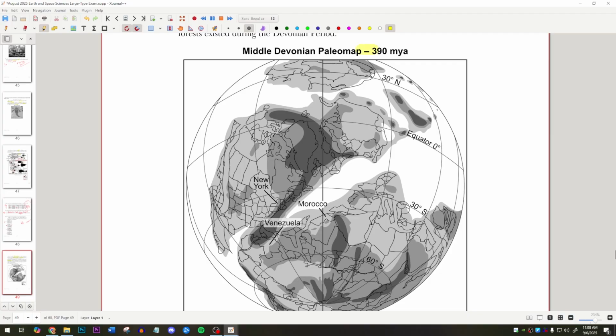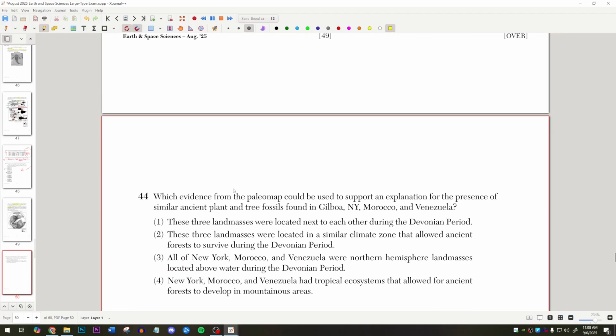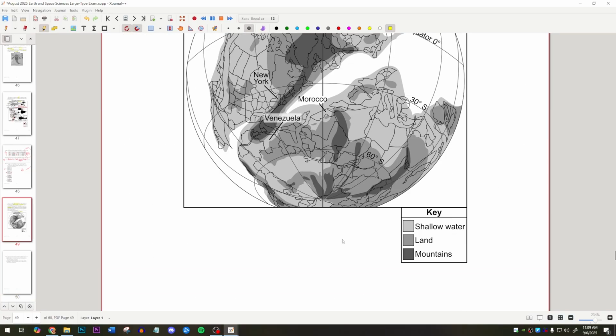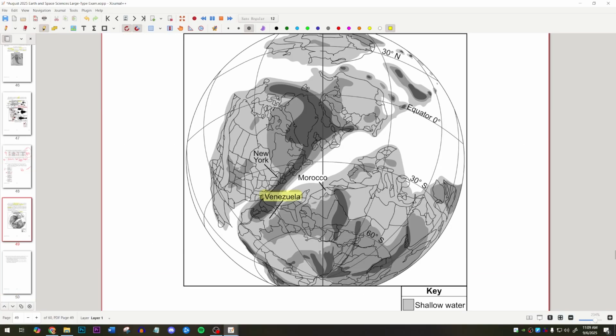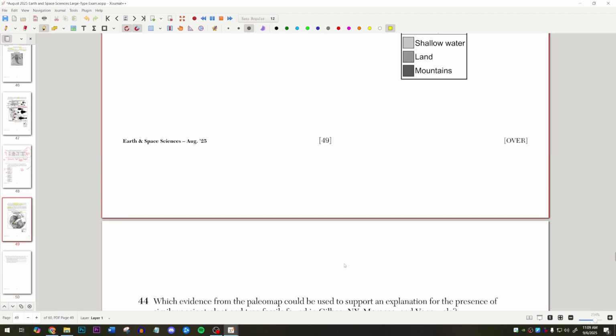Okay, so 390 million years ago. Let's see what it wants to know. Which evidence from the map could be used to support an explanation for the presence of similar plants and tree fossils found in that area, New York, Morocco, and Venezuela? These 3 land masses are located next to each other. Does it show where they are? Venezuela. New York, Morocco.